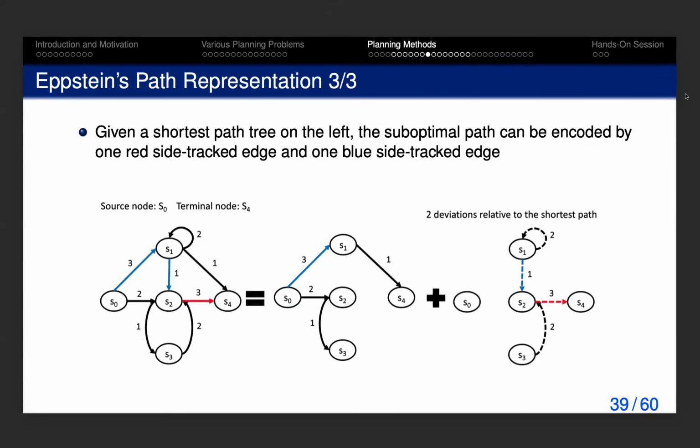And here's another example, with cost 7. To represent this path, you can have 2 deviations relative to the shortest path tree. You deviate from S4 by using this sidetrack edge, and then you deviate once more from here using another sidetrack edge. The remaining edges follow the edges in the shortest path tree. So that's how you can represent any path using Epstein's path representation. Are there any questions at this point? I'm just repeating the definitions.